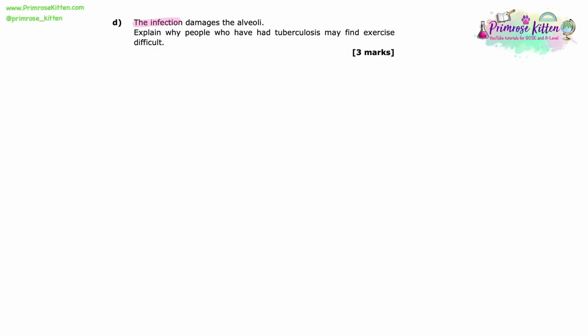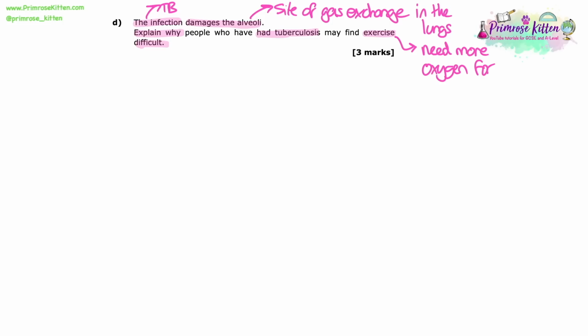The infection damages the alveoli. Explain why people who have had tuberculosis may find exercise difficult. So infection with TB is obviously being referred to because it's the next part of the question. It damages the alveoli, which is the site of gas exchange in the lungs. How could we link gas exchange and exercise? Well, when you're exercising, you need more oxygen for more respiration because you need to release more energy for your muscles to contract in order for you to move fast in order to do the exercise.